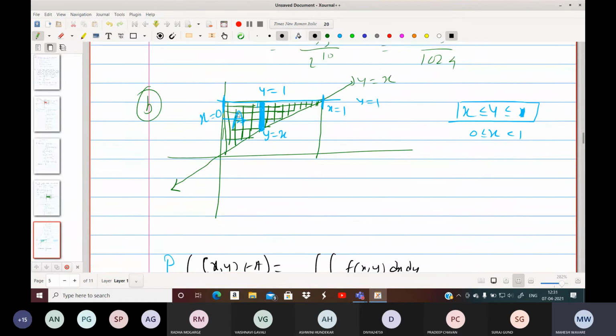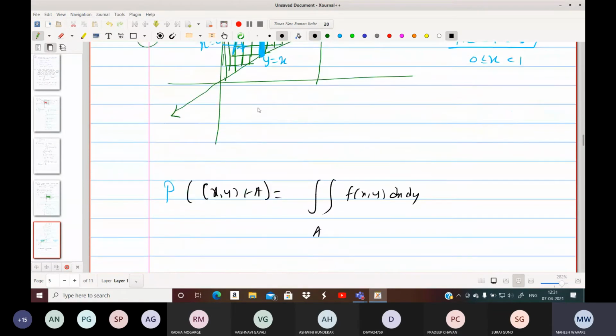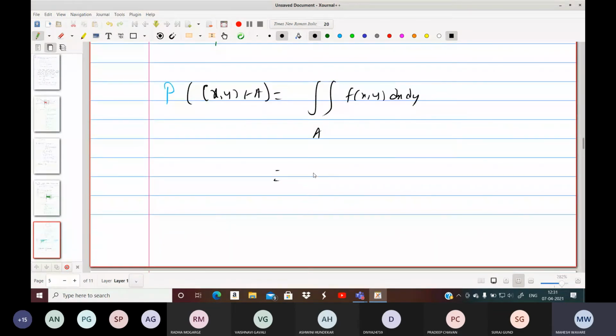Now on this region the function value is 4xy, but you should write the limits accordingly. You have drawn a strip parallel to the axis, so the limit for y is from x to 1. So for x, y is integrated with respect to y, because this is the limit for y, keeping x constant. And then we integrate with respect to x. And in that region, the strip moves from x equal to 0 to x equal to 1.